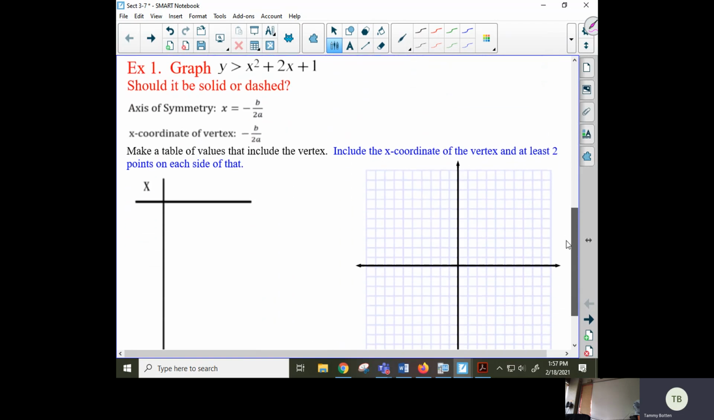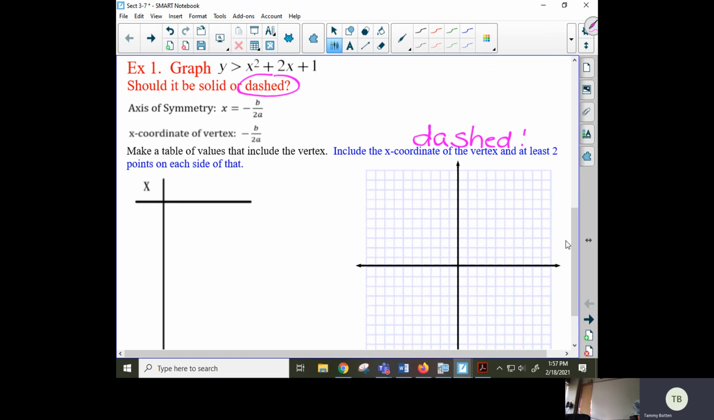So let's go ahead and get started. We've done a lot of this already. If you remember, first of all, it's going to ask you, should it be solid or should it be dashed? Do you guys get that it would be dashed? Hopefully I will remember. I never remember this, but I will try my best.